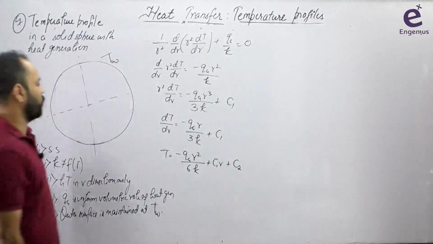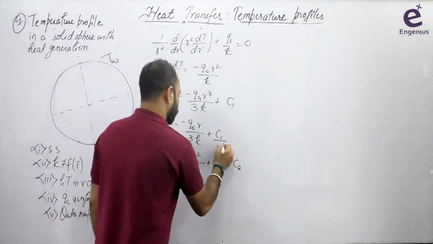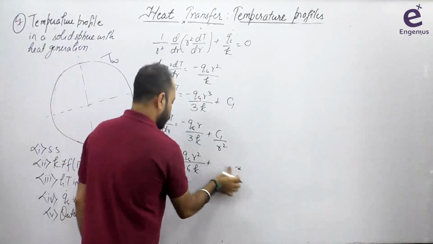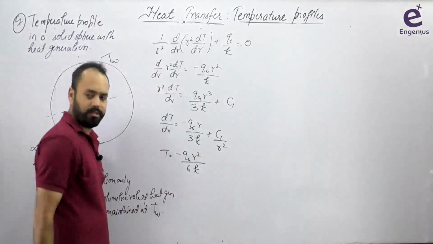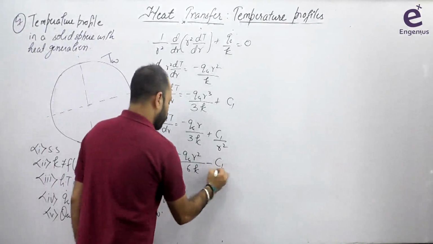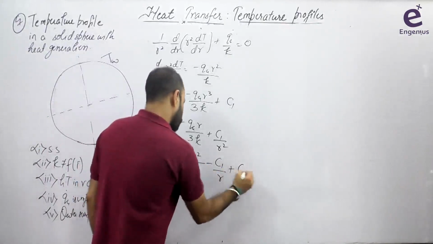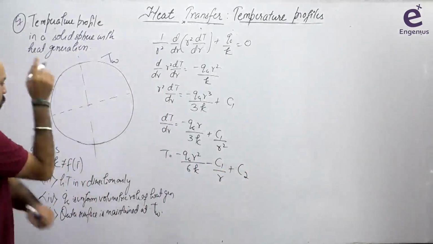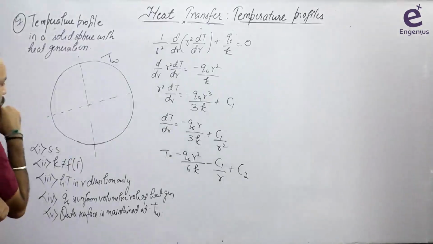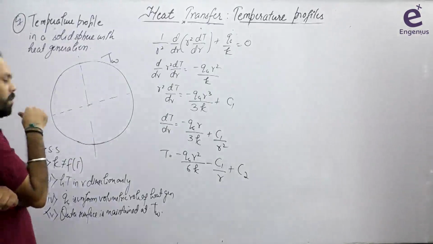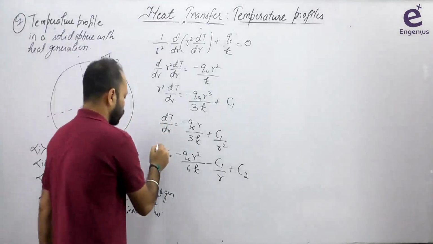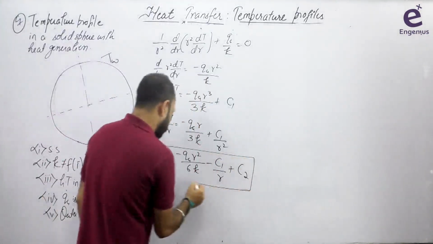No, this was C1 by r square, right? This is C1 by r square. There I made a mistake. What is the integral of C1 by r square? Minus C1 by r. So minus C1 by r plus C2. T is equal to minus QG r square by 6K minus C1 by r plus C2. That is the temperature profile. Obviously it is non-linear.